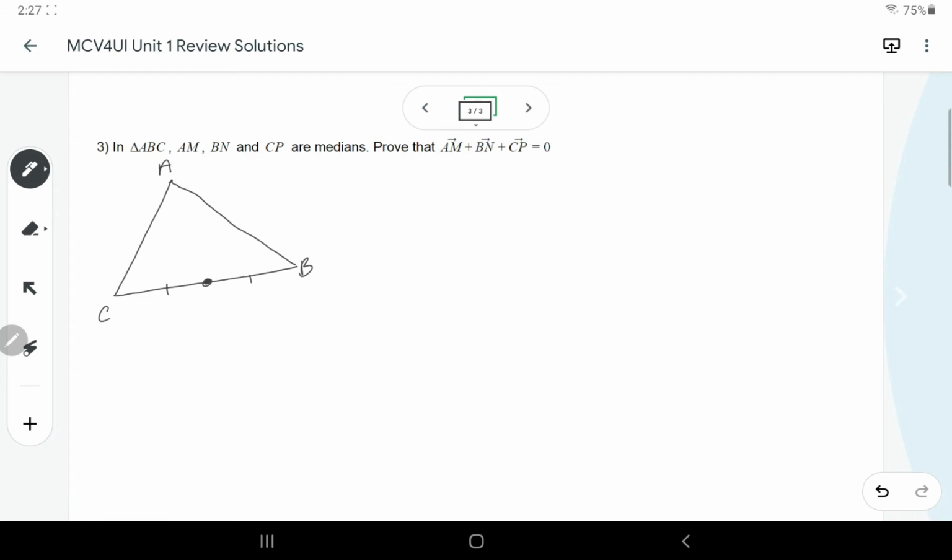So those are equal. So AM, so there's M, and B to N, so I'm going to draw that midpoint. These are not necessarily the 90-degree ones. Typically they're not, unless it's like an equilateral or isosceles. And C to P. Okay. We want to prove that AM plus BN plus CP equals 0. So we're going to use a vector proof. I'm going to start left side, right side.